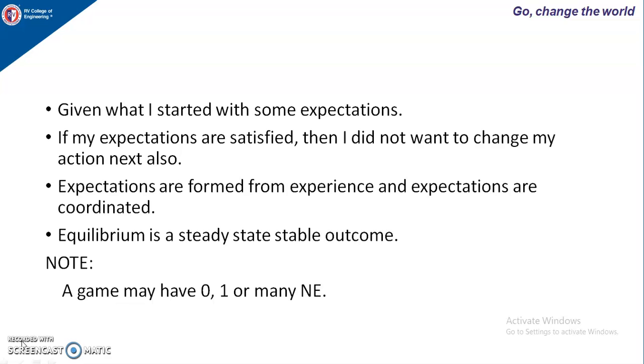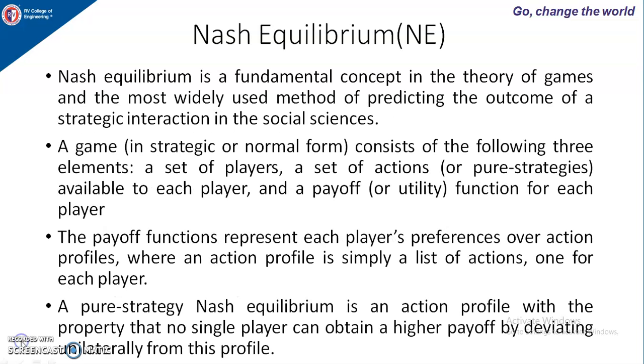Equilibrium is a steady state, a stable outcome. A game may have 0, 1 or many Nash equilibria. Nash equilibrium is a fundamental concept in the theory of games and the most widely used method of predicting the outcome of a strategic interaction in the social sciences.